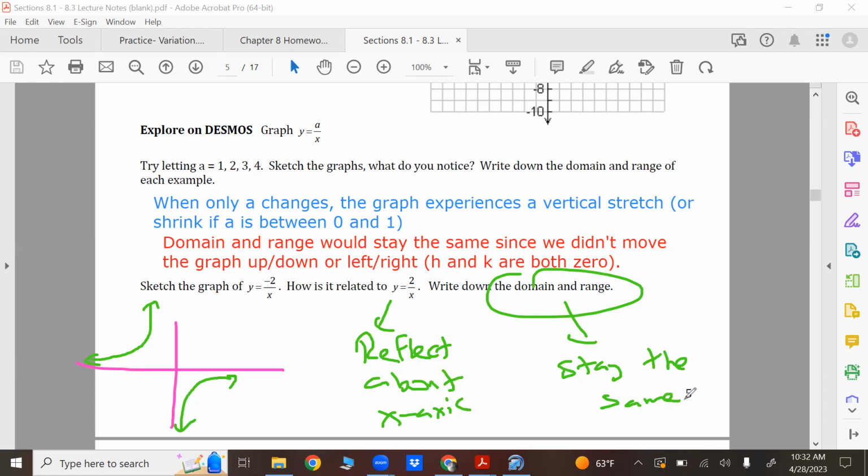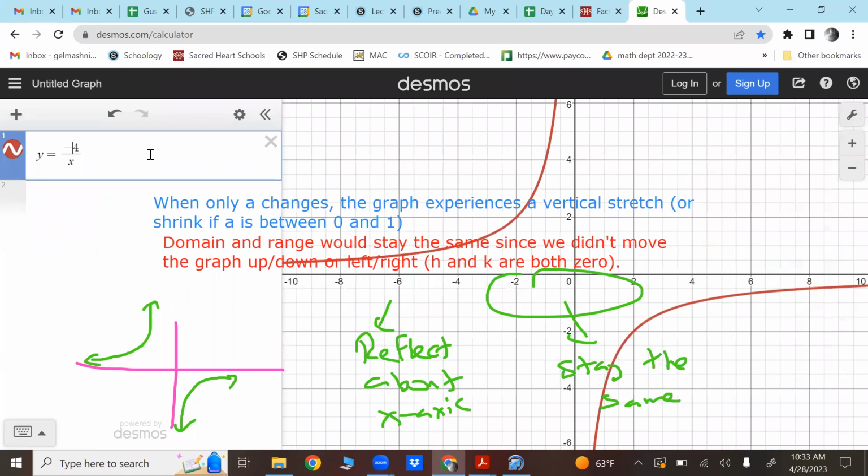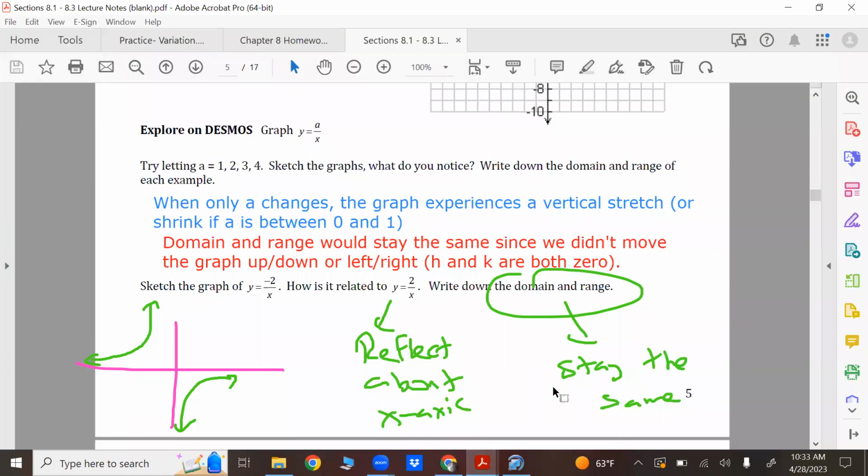And that makes sense because if you put a negative out front, guess what? What happens if I plug in -1 now? What's -2 divided by -1? 2, right? It should be above the x-axis, right? What if I plug in, say, 2? If I plug in 2, y equals -1. Now it should be below the x-axis when x is positive, right? So things flip when the a value is negative. And if I go to Desmos really quickly, you can see that for yourself. If I put negative out front, it flips over. Okay, questions so far? We're good?